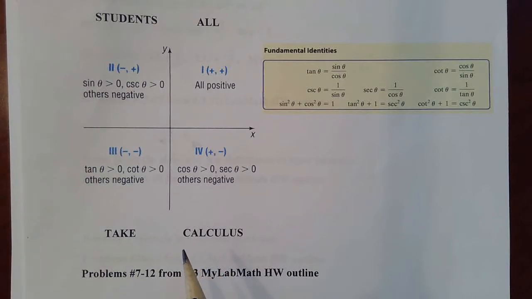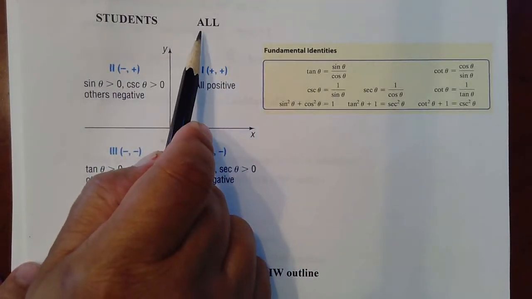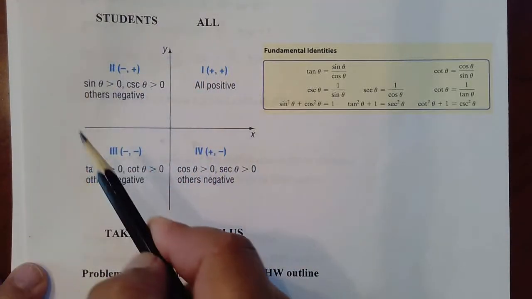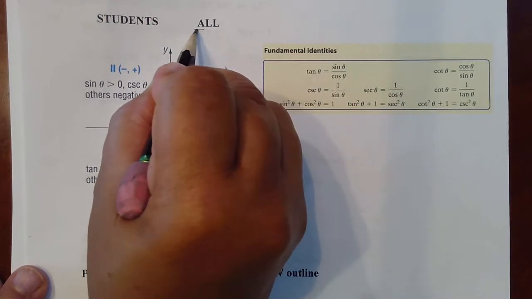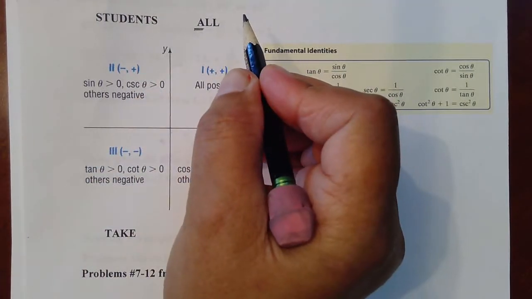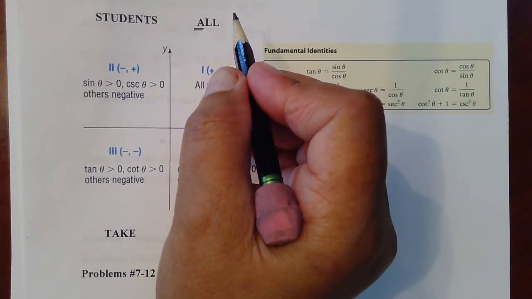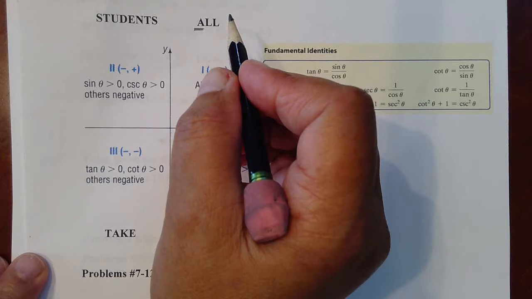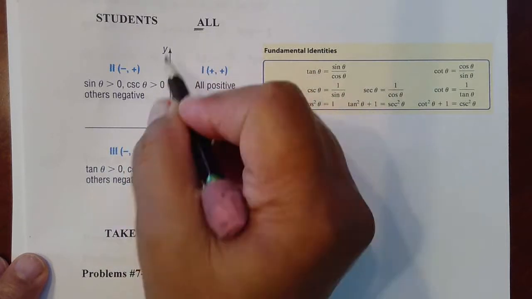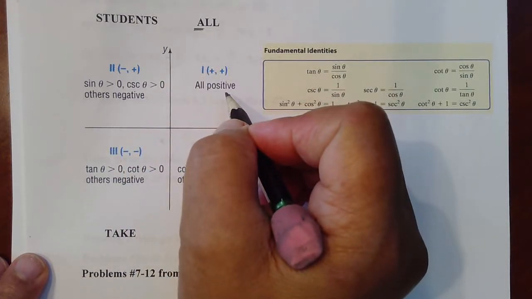And know that when you write the saying, because this is a device for helping you memorize things, you start the saying in this quadrant: all students take calculus, and then you've got to know how to use it. You use the first letter to remind you of which trig functions are positive. A for all means all the trig functions are positive in here.